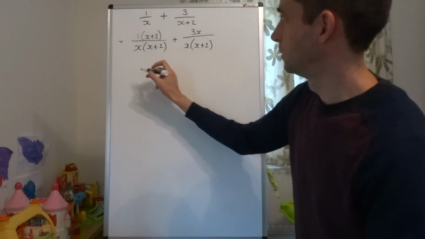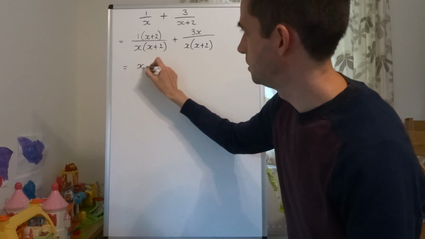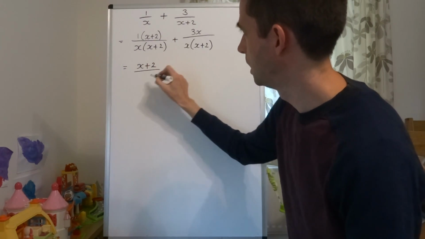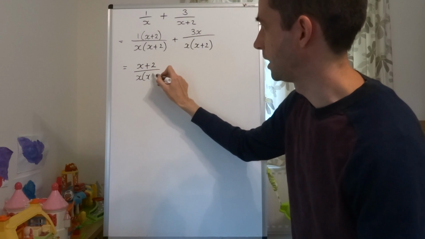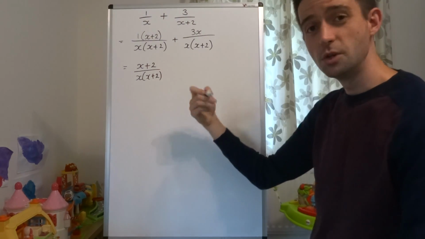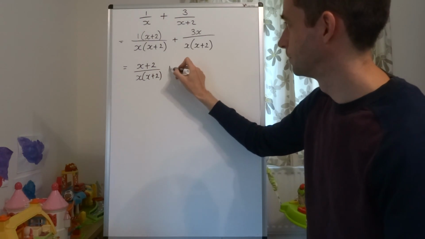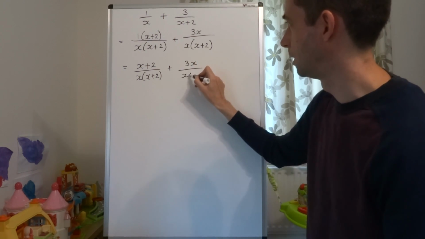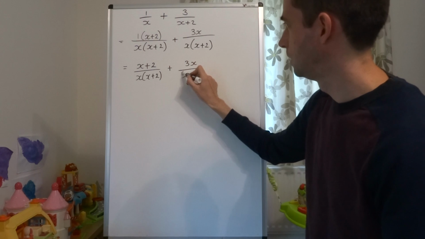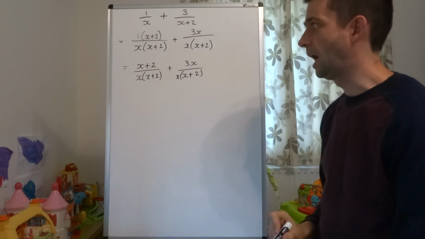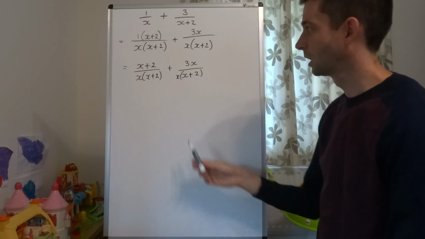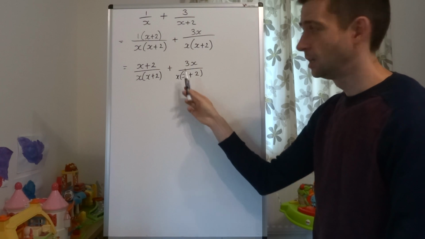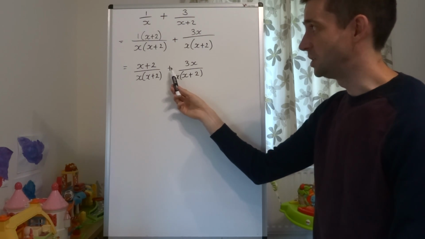So that will give me x plus 2 over x times x plus 2. Notice that I'm not expanding out the denominator. And on the second term, 3x over x times x plus 2. Once I have a common denominator, I can simplify by adding the numerators.